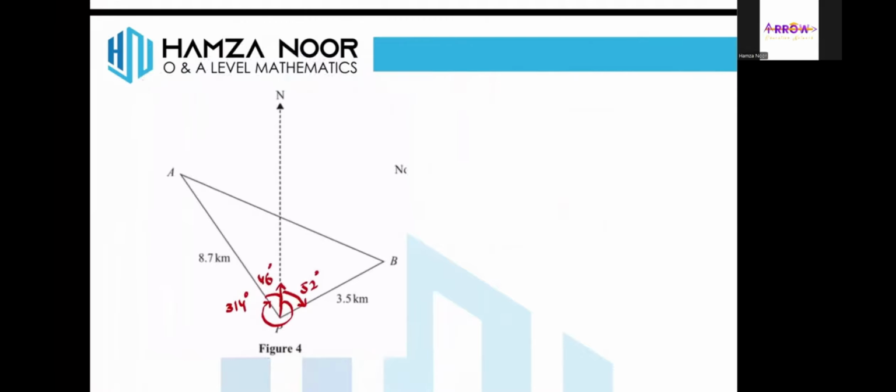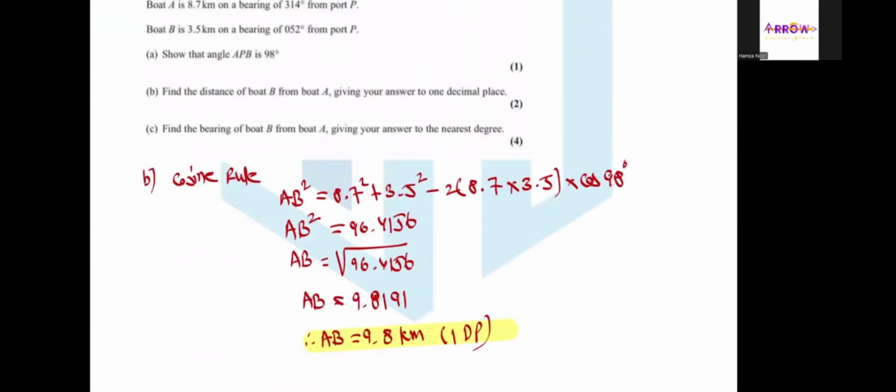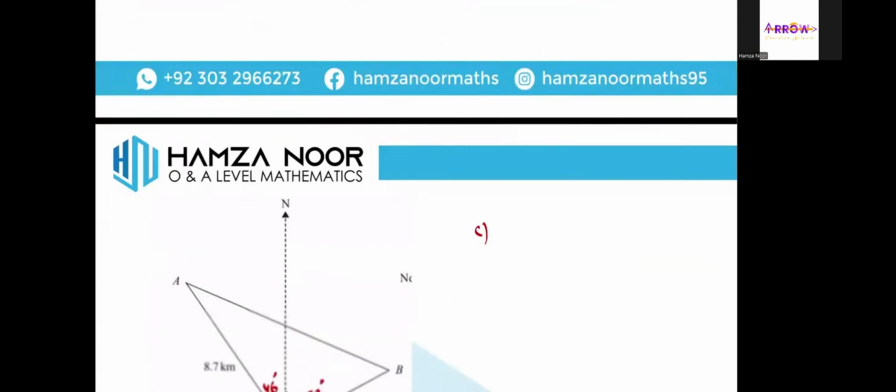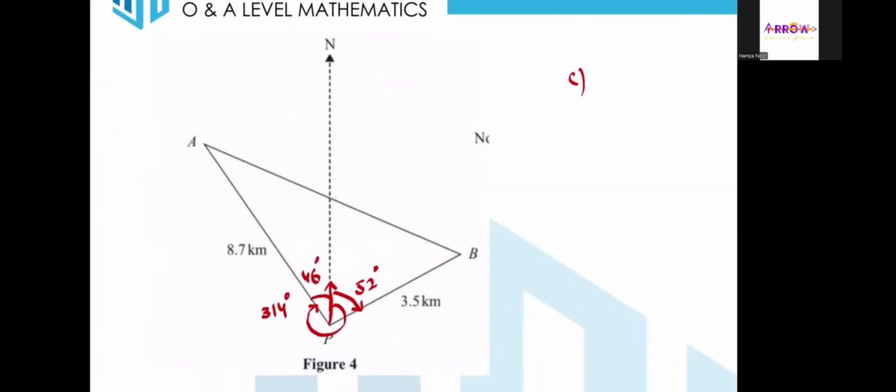All right. So what information do we have for part C? What we need to find is the bearing of boat B from A. Okay. From A means you have to make a north at point A. All right. So here I've made the north, and you need to find the bearing of boat B. So obviously we need to find this angle, which is an obtuse angle.